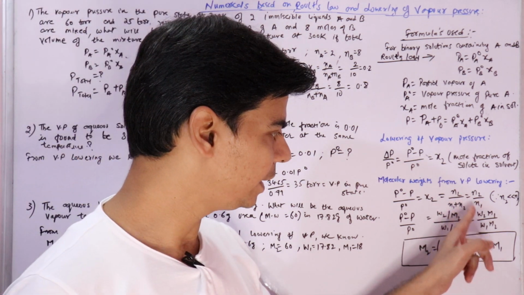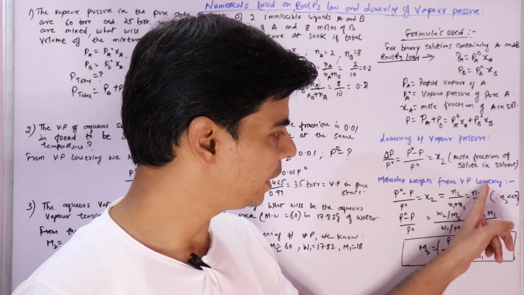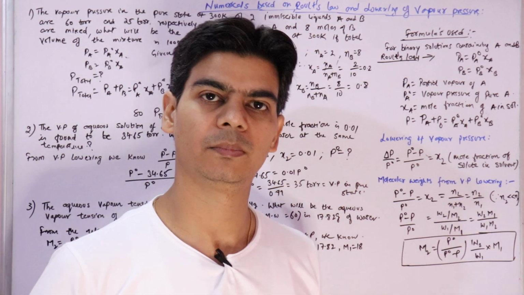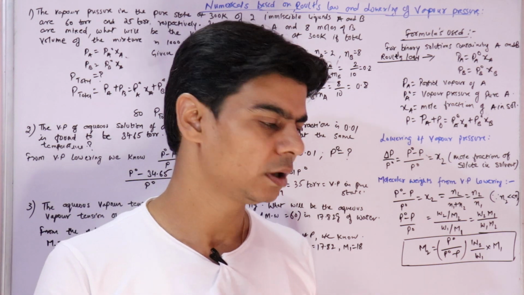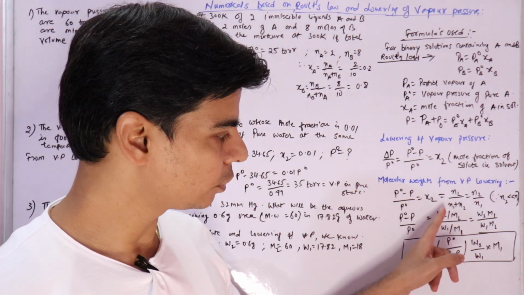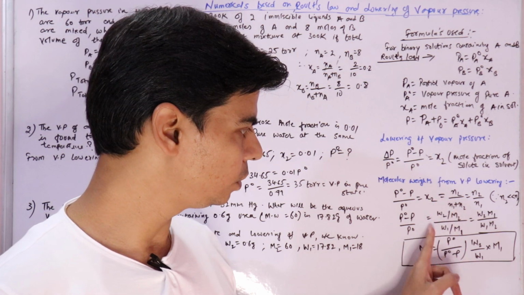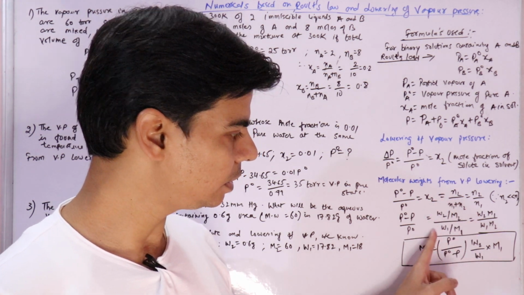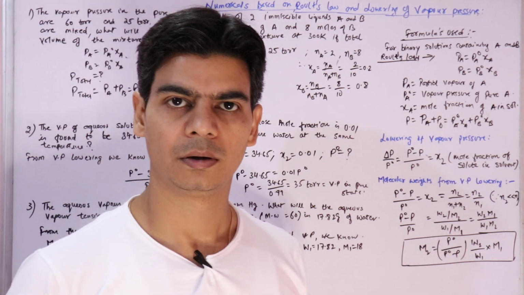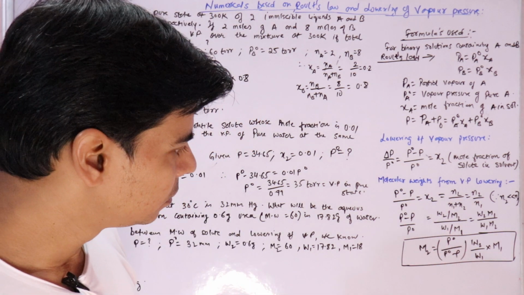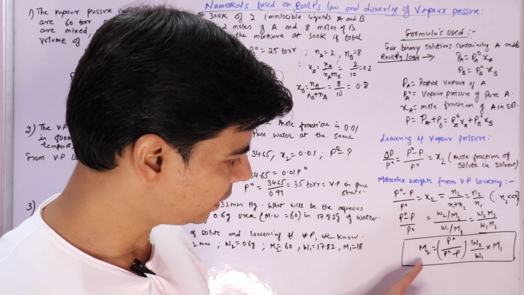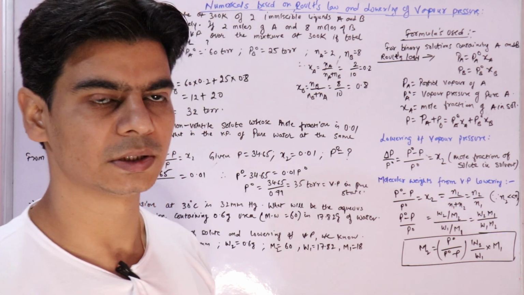So we can ignore N2 in the denominator, so it would be N2 upon N1, and we know that the formula for number of moles is weight upon molecular weight. So W2 upon M2, weight of solute upon molecular weight of solute, divided by N1, which is the number of moles of solvent, weight upon molecular weight of solvent. So from this equation, you can calculate the value of M2 using this relation.